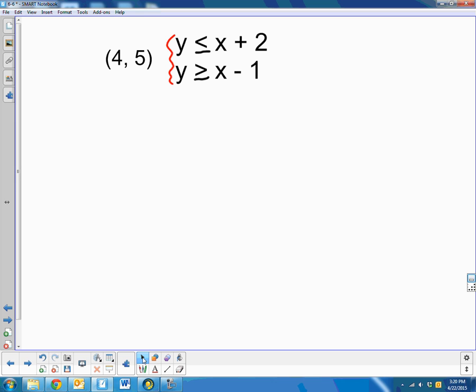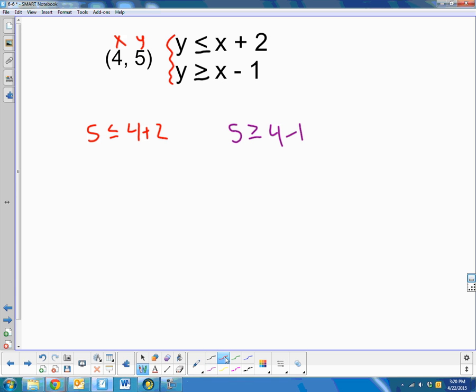So, we're just going to test. Part of this is just testing. Is (4, 5) a solution to this system of linear inequalities? Let's try it. So again, I've got an x, I've got a y. I'm going to substitute in. The first one would be 5 less than or equal to 4 plus 2. The second one would be 5 greater than or equal to 4 minus 1.